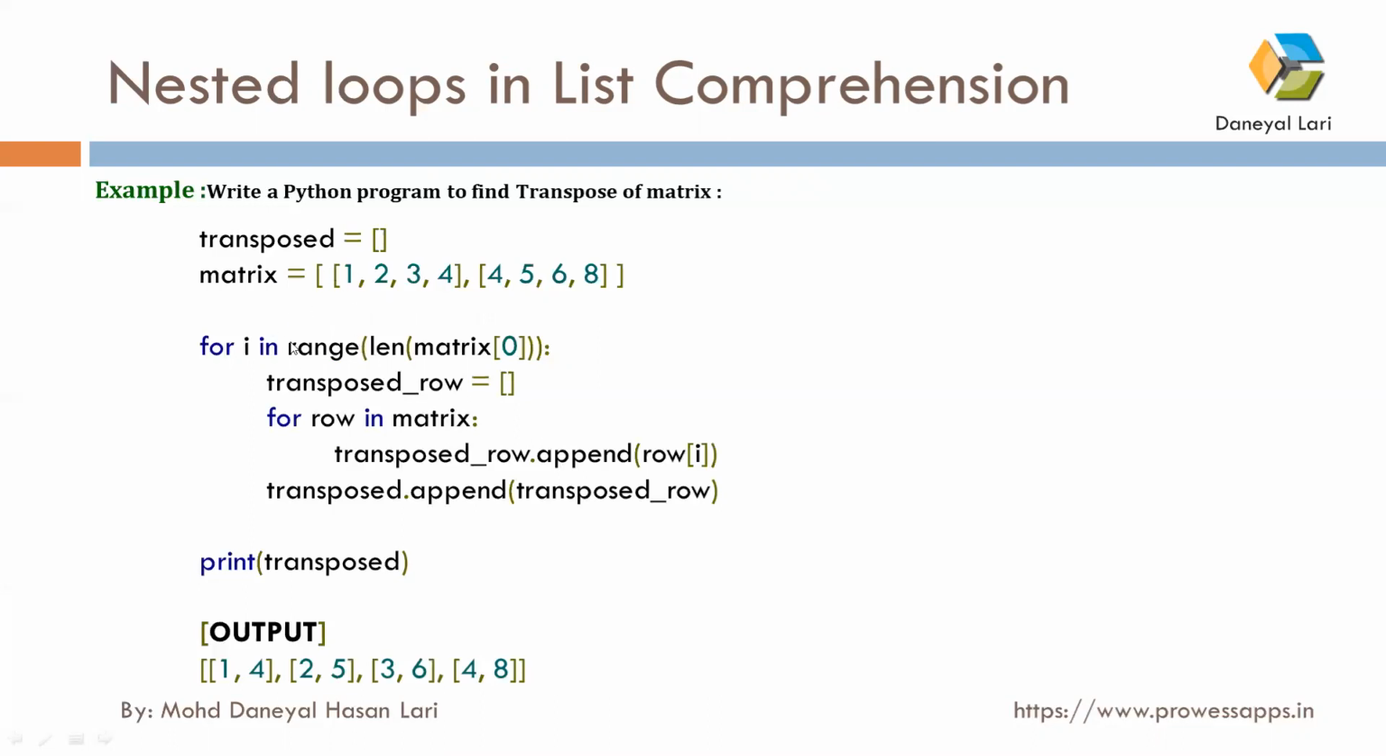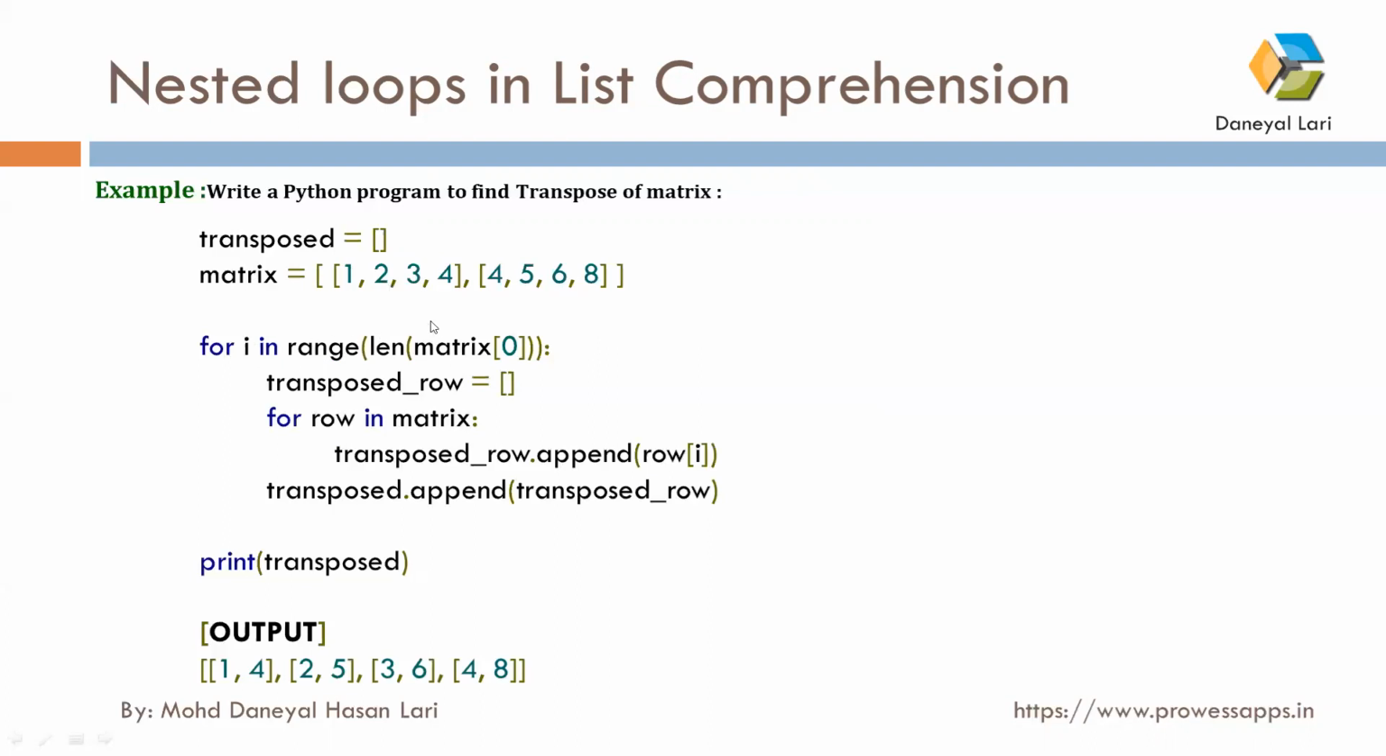You will write your code, and first of all you will fetch every row's first value, which will be a row of your transpose matrix. The transpose of this will be: the first row contains 1 and 4, the second contains 2 and 5, the third row contains 3 and 6, and the fourth row contains 4 and 8. This will be the transpose of the given matrix. We know that. I hope you know the meaning of transpose. Now, what code will you write to generate this transpose?